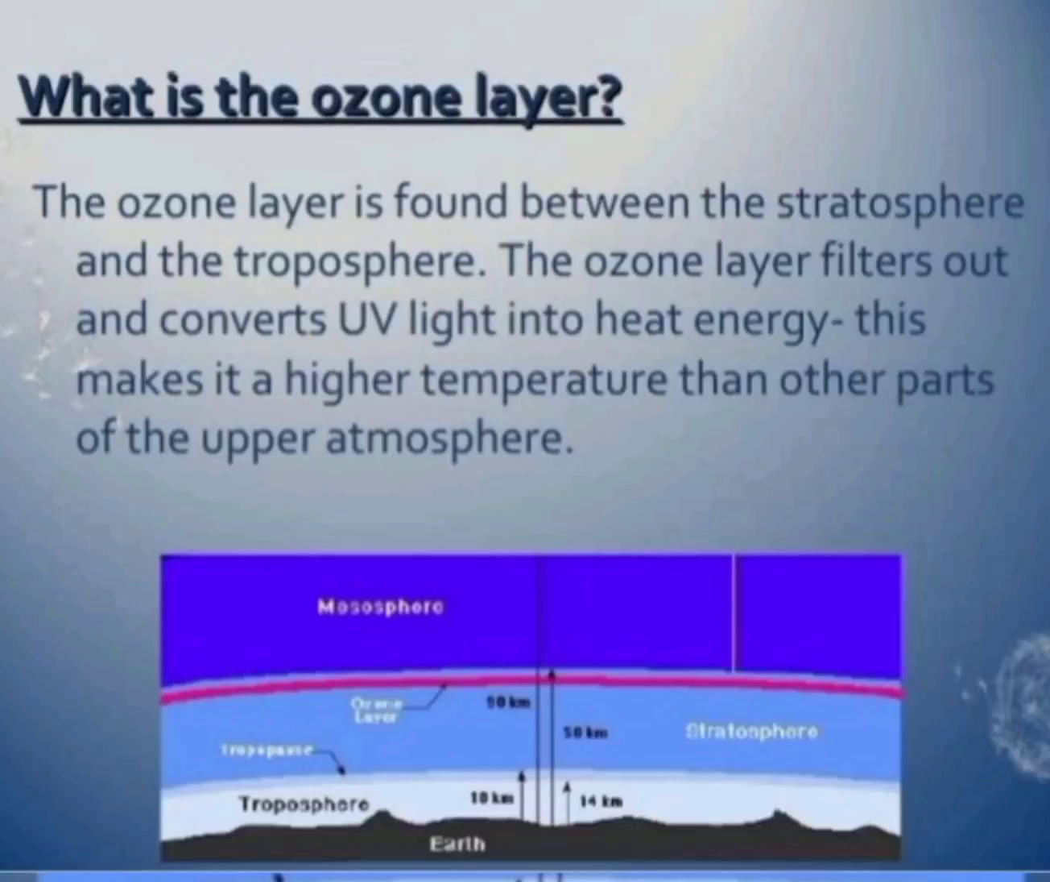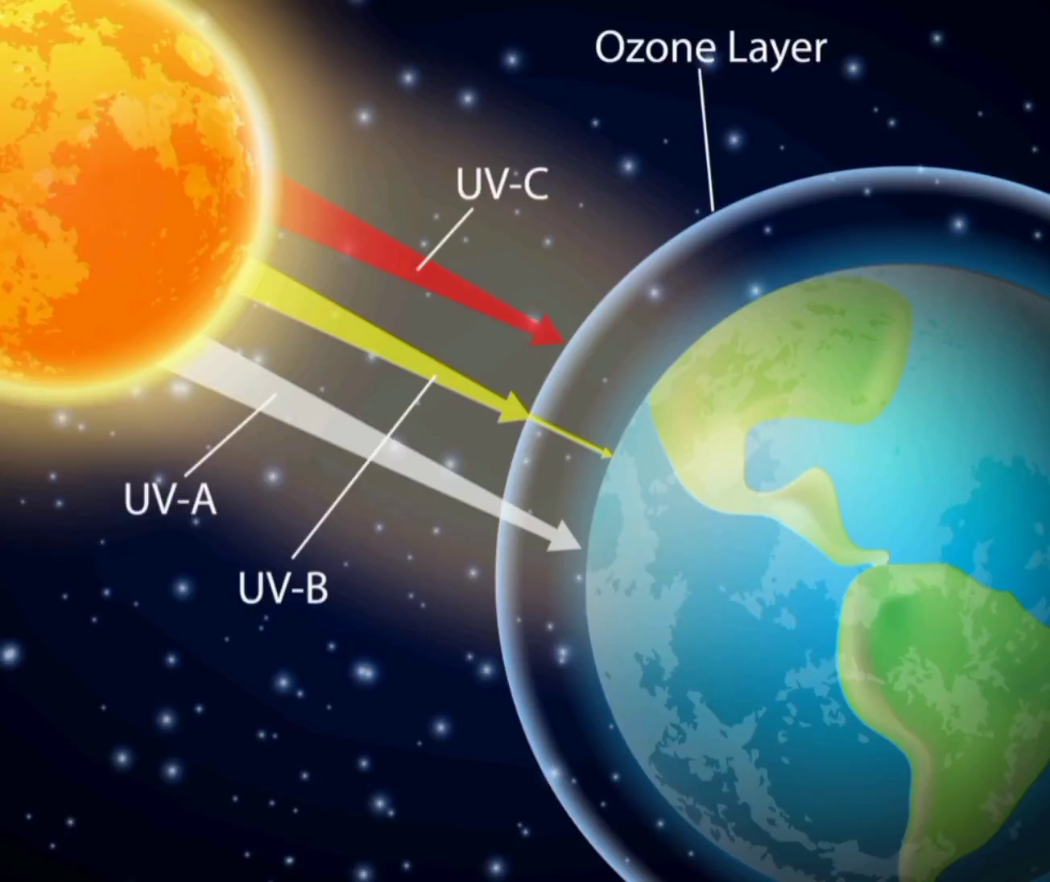The ozone layer filters out and converts ultraviolet light into heat energy. This makes it a higher temperature than other parts of the upper atmosphere. The ozone layer protects us from ultraviolet rays that are released by the sun, which cause the greenhouse effect when they are released into the troposphere without filtration by the ozone layer. If the filtered ultraviolet rays entered into the troposphere, they give us light and heat energy, which plays an important role in the survival of human beings and living things.